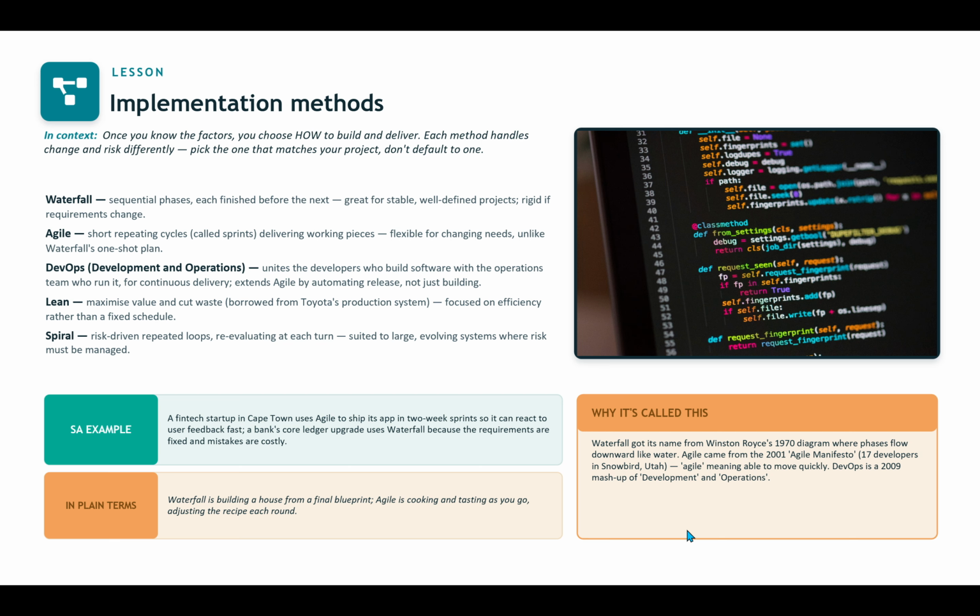So the waterfall literally got its name from Winston Royce's 1970 diagram, where phases flow downward like water. Agile came then from the 2001 Agile Manifesto, where 17 developers at a place called Snowbird in Utah in America came up with the idea of being agile, meaning being able to move quickly. And then around 2009, we come up with the idea of DevOps, which is a mashup of development and operations.